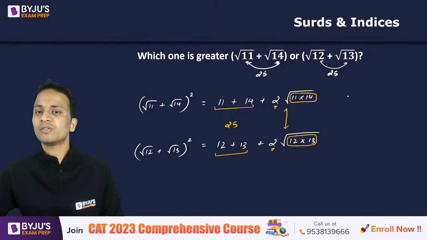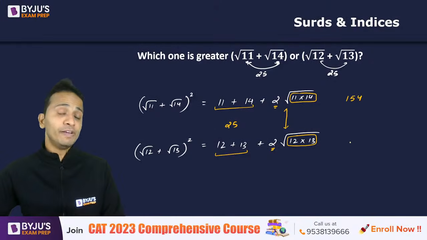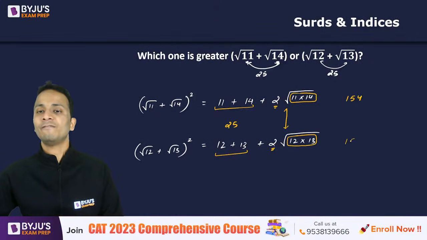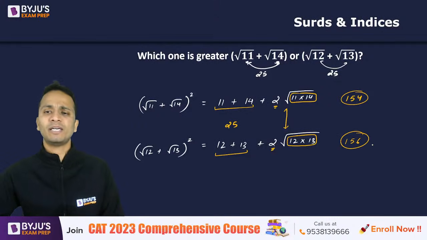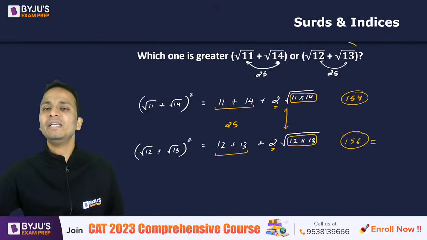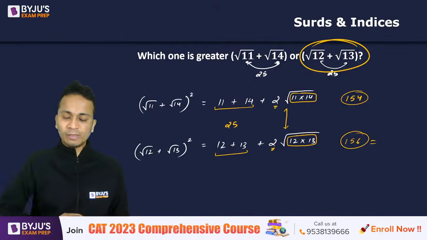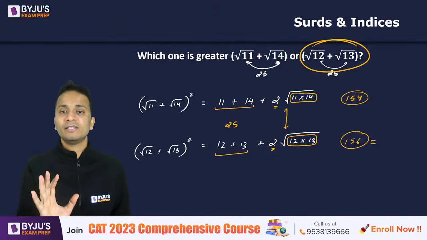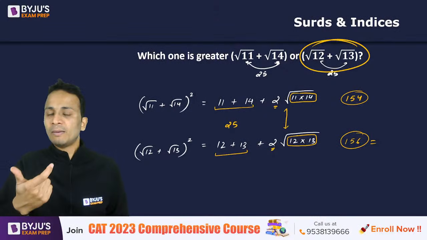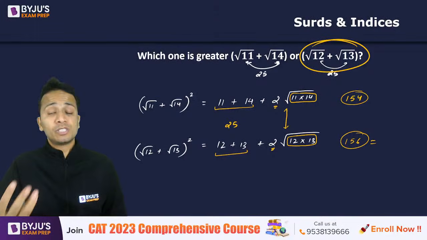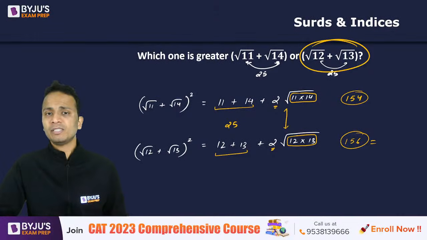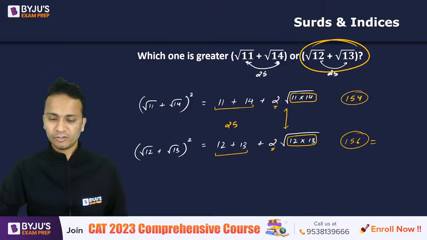So this value is 154. Okay. And 12 into 13 is 156. So 154, 156, which is bigger? 156 is larger than 154. So the second number will be larger than the first number. Okay, so simple. This is a peculiar thing. This is something you can observe in relation with these numbers and get the final answers, right?